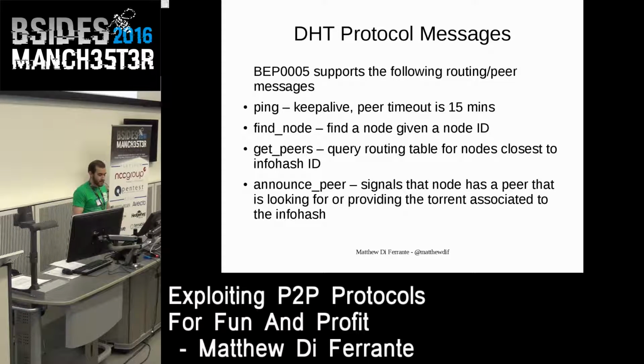Find node finds a node given a node ID, which is sort of the equivalent of get peers without the announce. I just want to find this specific node. If I want to get connected to the network on the first iteration, I'll just generate like 10 random hashes, and I'll ask my bootstrap node to find me 10 peers that are equally distributed, and I'll start building my routing table.